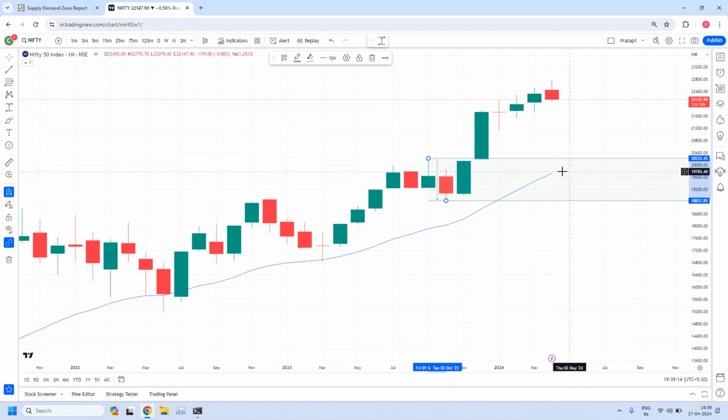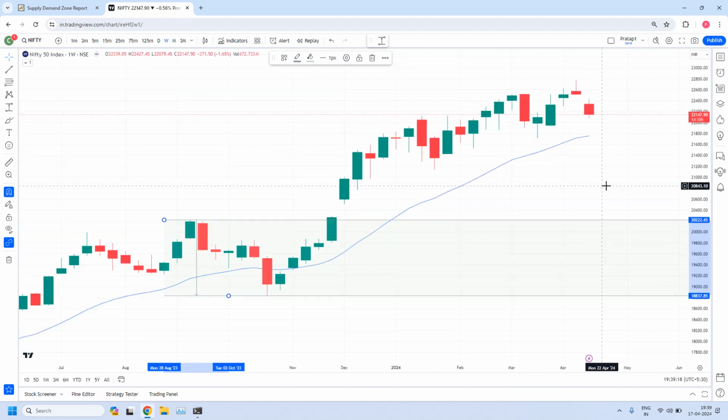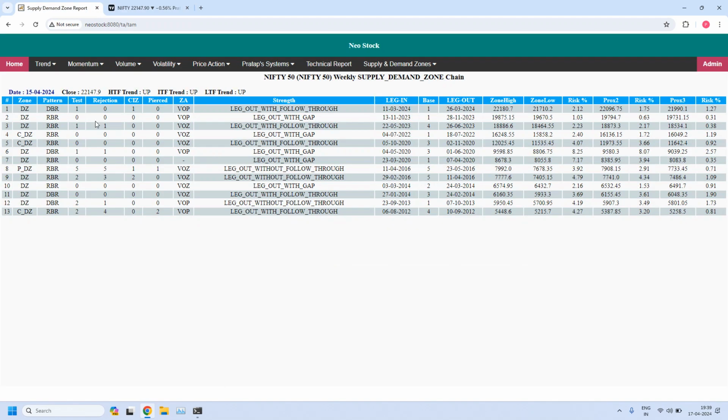So now let's move on to weekly time frame. So we have a drop, base, rally weekly zone. See the first one, already tested once. And weekly trend is uptrend, please observe. Monthly trend is also uptrend. Quarterly trend is also uptrend. So weekly trend is also uptrend. So this is the immediately available weekly zone.